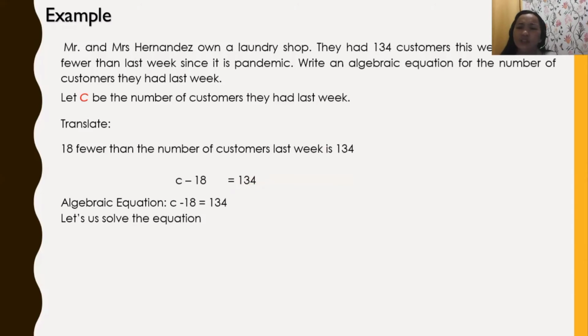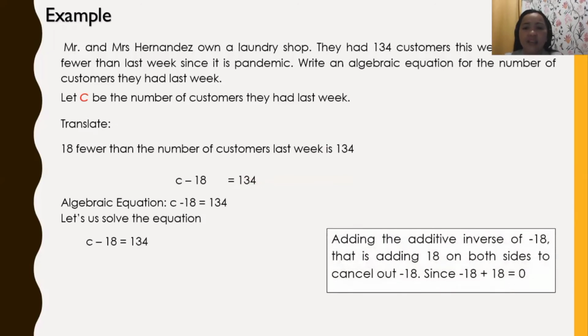Let us try to solve this. Although we are just asked to write the algebraic equation, but let us solve how many customers they had last week. So we have c minus 18 equals 134. Adding the additive inverse of negative 18, that is adding 18 on both sides to cancel out negative 18 since negative 18 plus 18 equals 0.